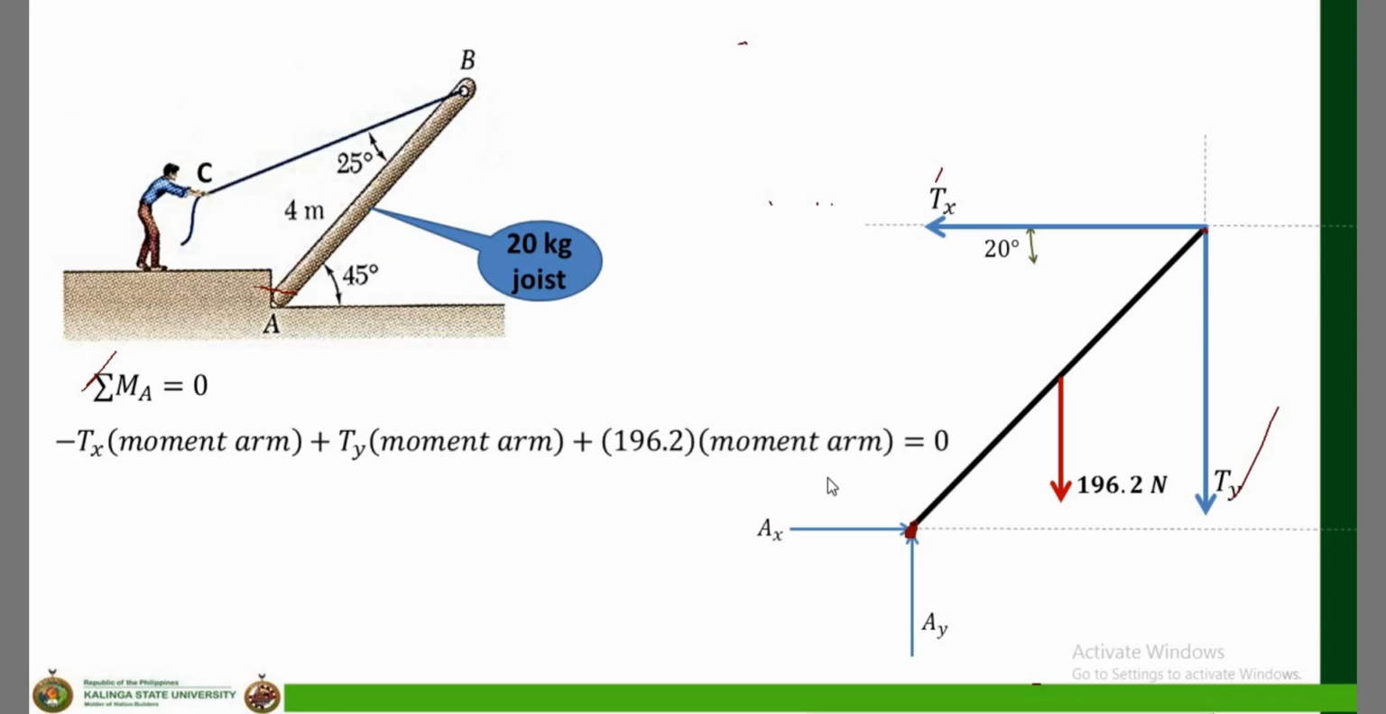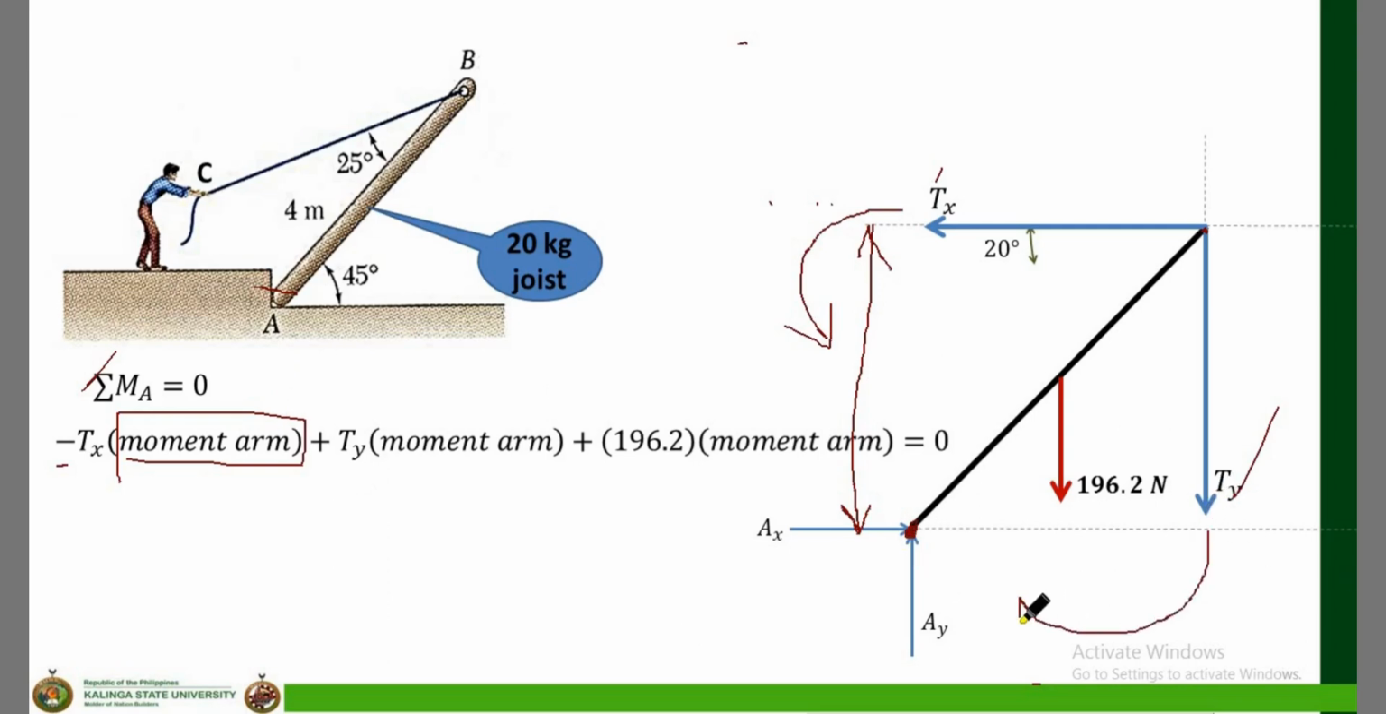So, GTX, ag moment kan di point A at a certain distance. Dati nga moment arm, that is the distance from this line of action ni Tx hanggang ijay point A. Daytoy jay moment arm ni Tx. Apay nga negative kasi the direction ni moment na counterclockwise. Ni Ty, ag moment ni Ty ijay point A, that the direction is clockwise.